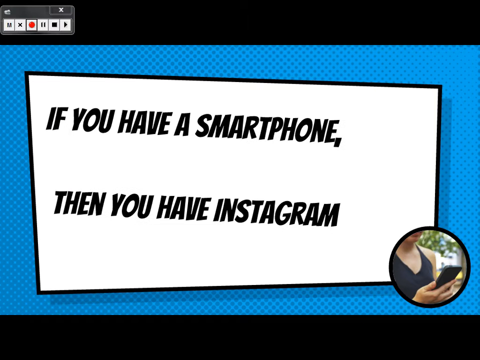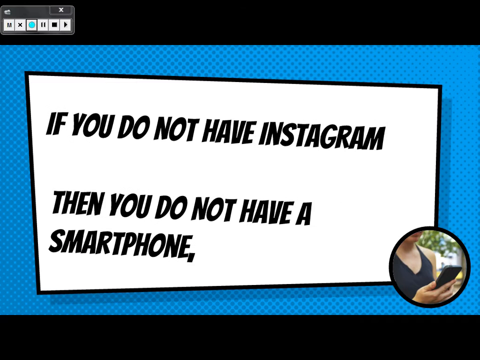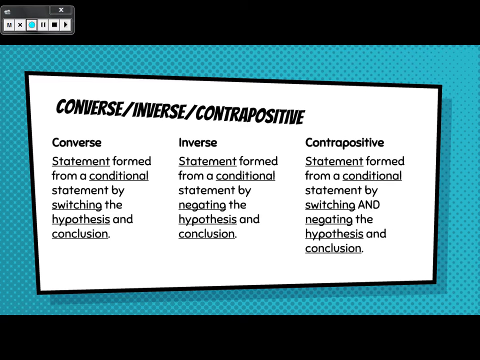And then the third way is called the contrapositive. And this way actually combines the converse and inverse. So we're going to switch the hypothesis and the conclusion, and we're going to negate both of them. So that would be if you do not have Instagram, then you do not have a smartphone. So those are the definitions for converse, inverse, and contrapositive.